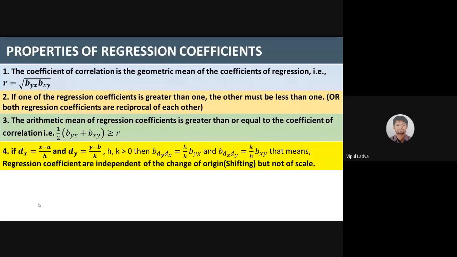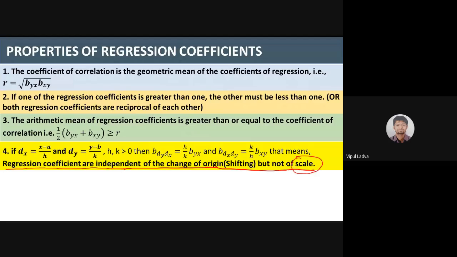Forget about the first line. It is written in mathematical words, and you don't need it. You only need the last line. Regression coefficients are independent of change of origin, but not of the scale. Regression coefficients are independent from change of origin, but not from the scale.